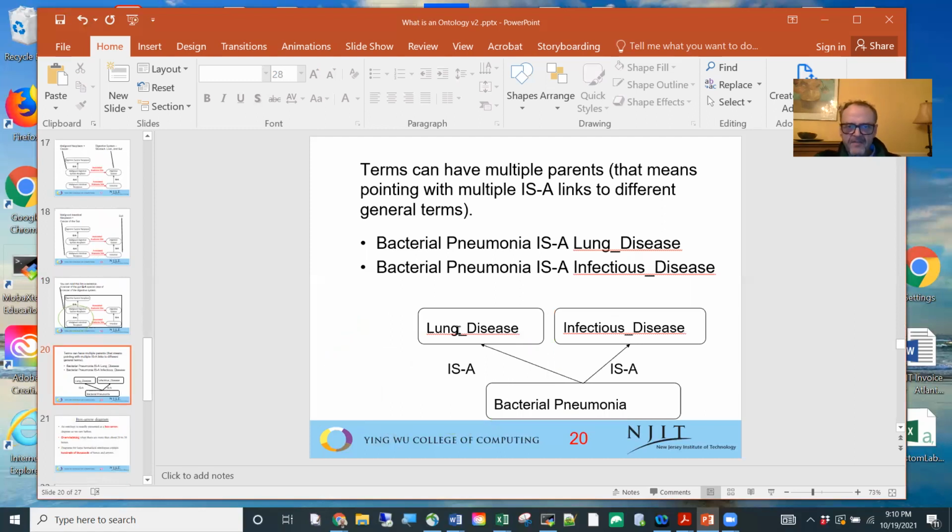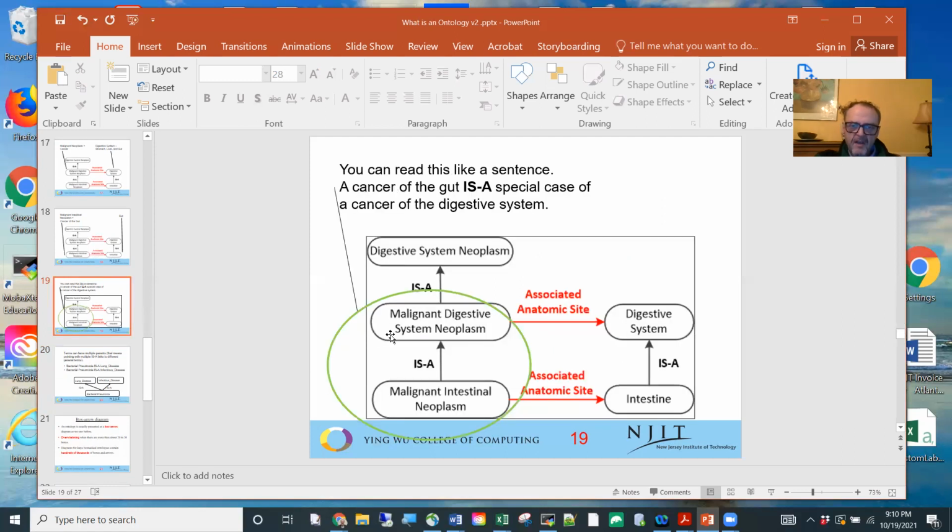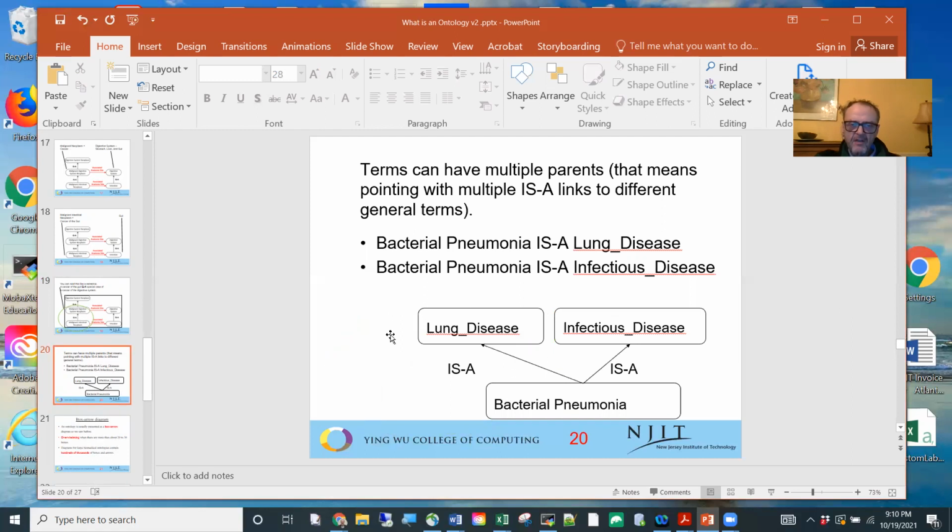Now, one thing that's very important in computer science, you're going to learn about trees, and unfortunately, ontologies are too complicated to be trees. So over here, you see a node that has 2 different parents, which is prohibited in a tree. So bacterial pneumonia is 2 different things. It's a lung disease because pneumonia happens in the lung, and it's also an infectious disease because it's an infection with bacteria. Now, you know from COVID that it's a viral disease that also happens in the lung.